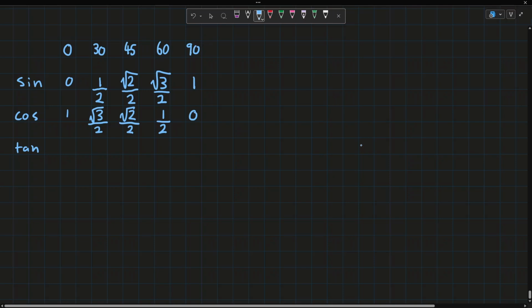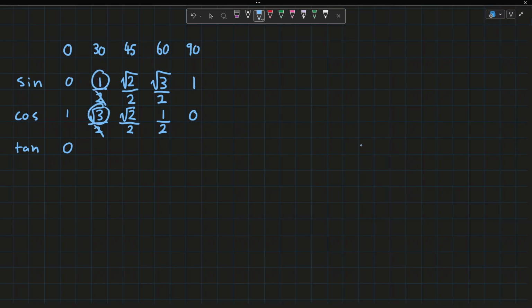So 0 divided by 1, that is just 0. And then here, we ignore the 2's and we just do 1 over root 3. And then here, ignore the 2's, we're going to have root 2 over root 2, but anything divided by itself is just 1. So really this one is just 1. And then here we have root 3 over 1, but if you divide by 1, nothing happens, so just get rid of the divided by 1.